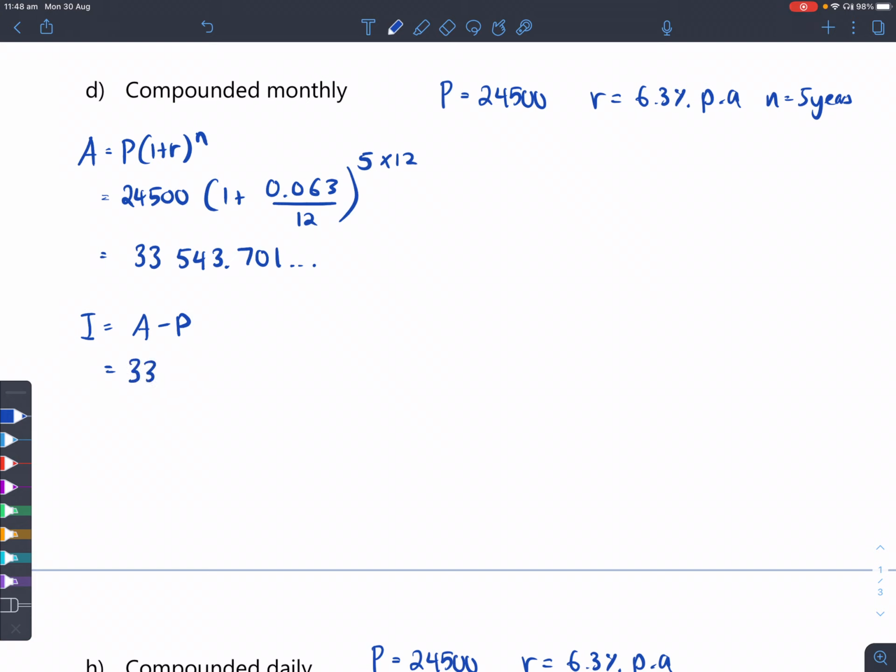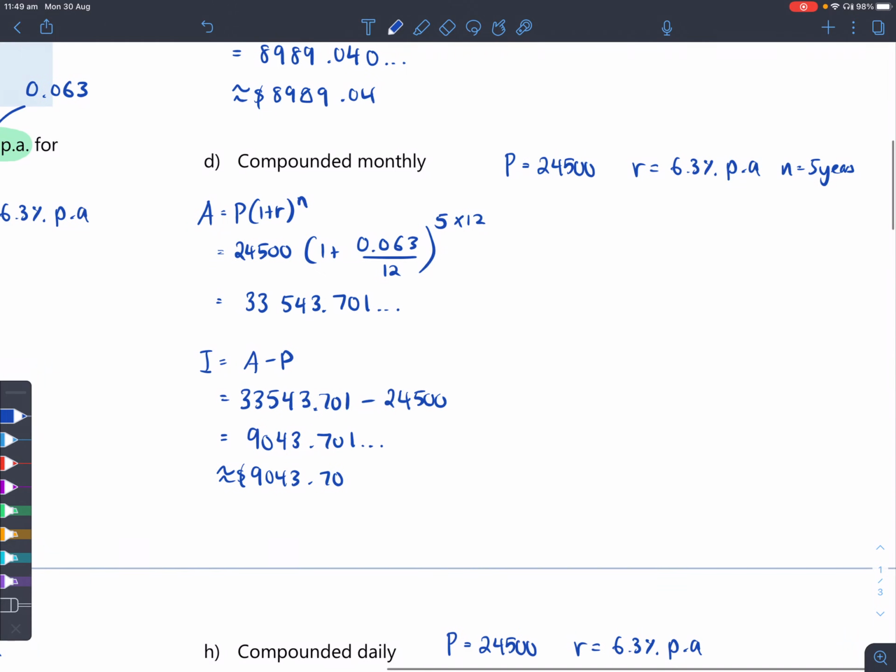Our interest is given by our final amount, which is A minus our principal. So I'll just copy down that amount that I just got. And then I'm going to subtract that by our principal, which is 24,500. Okay. This gives us our first value that's over 9,000. So 9043.701 and so forth. And if I round that to two decimal places, well, I get this value here.